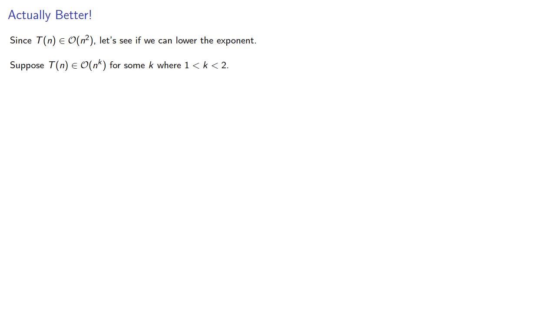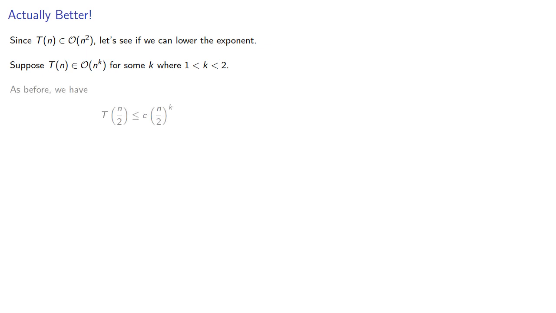So this proves that merge sort is at least as good as naive sort. But might it be better? Well, let's see if we can find T(n) in a smaller big O. Since T(n) is definitely in big O of n squared, let's see if we can lower the exponent. Suppose T(n) is in big O of n^k, where k is something between 1 and 2.